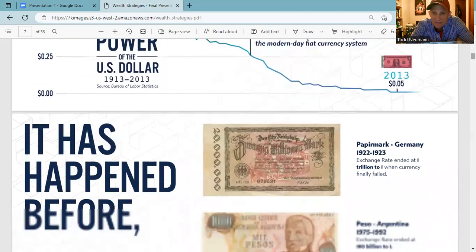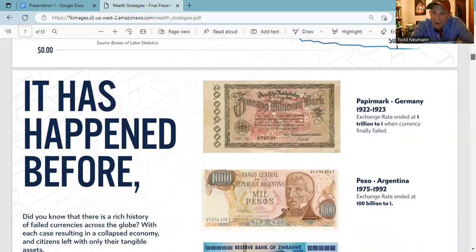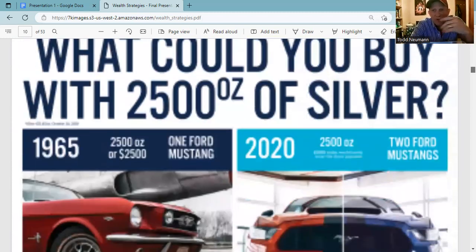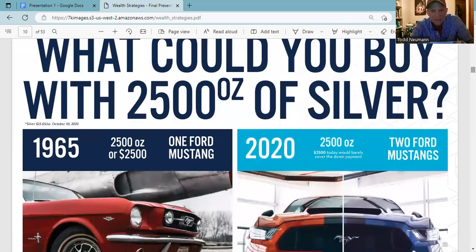All right. Look at this. Anytime you get this fiat money, Germany went down bad with it. Yep. Argentina, Zimbabwe. Those are just a few. Look at this. This is the example I want to show you, though.